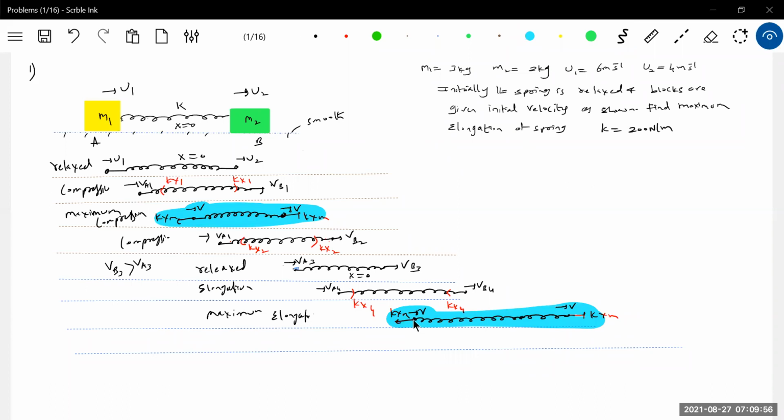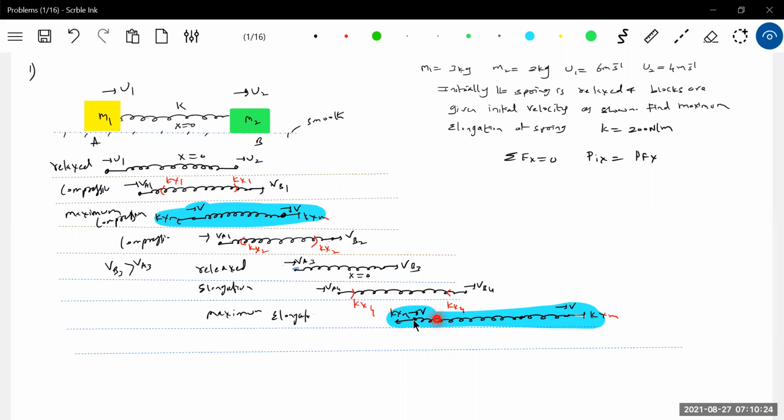What is the net force acting on the system along the x-axis? Just make an observation. Everywhere kx2, kx2, kx4, kx4, kxm, kxm, kx1, kx1. So the net force acting on the system along the x-axis is 0. Therefore momentum is conserved. At maximum elongation or compression, both ends of the spring must have common velocity. Then only that is possible. So here first compression will occur, then elongation will take place.